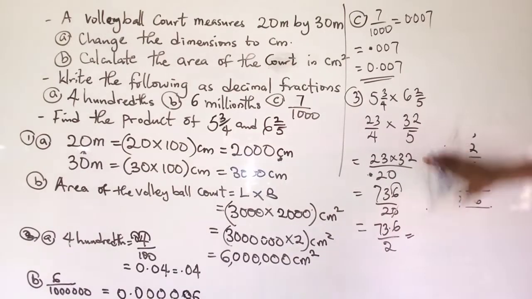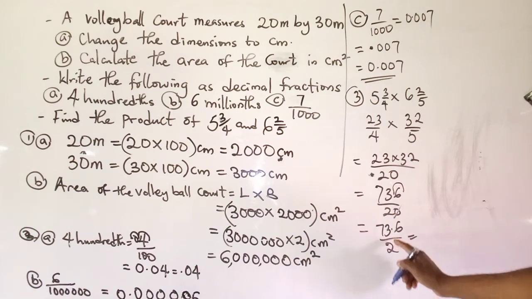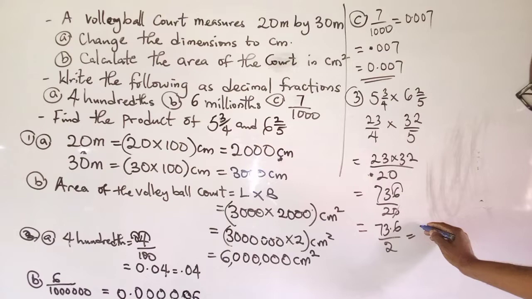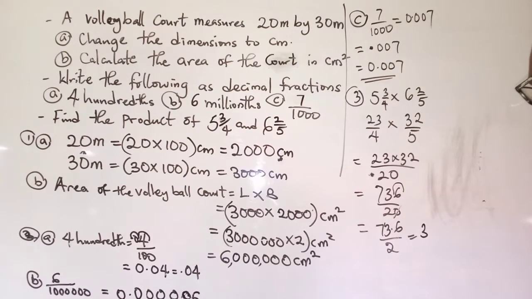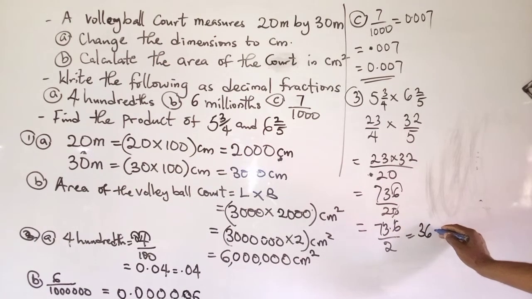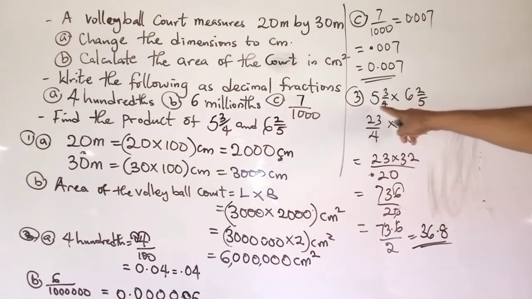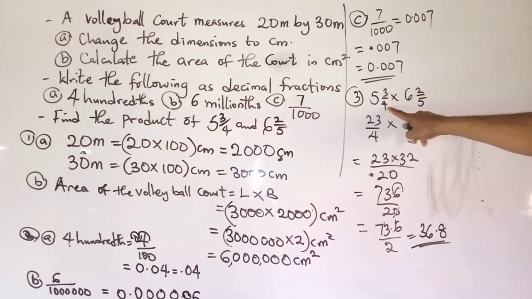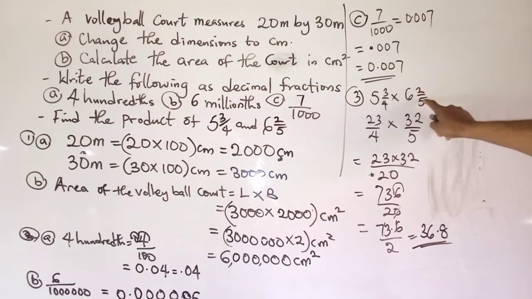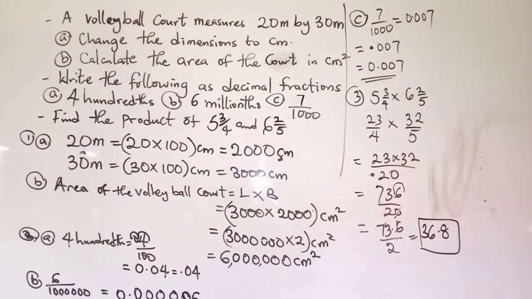So I'm going to divide 73.6 by 2. Start from here. I'm going to have 3, then the 1. In 13 is 6, then the 1. Then because of this point, put it there. Then 16 is 8. So the value of 5 3/4 times 6 2/5 is 36.8. I hope that is clear.